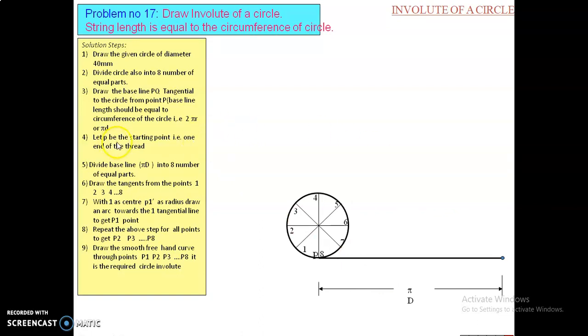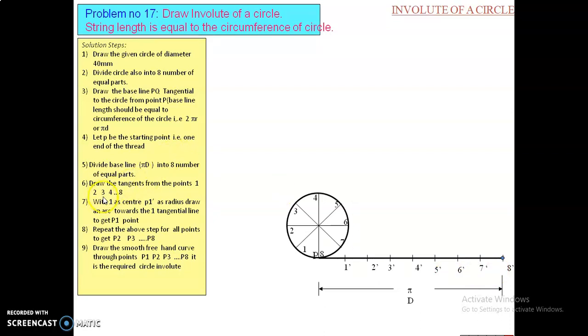Next, let P be the starting point, that is, one end of the thread. Consider this point P as the starting point. Next, divide the baseline PQ into 8 equal parts: 1, 2, 3, 4, 5, 6, 7, 8. Name them 1 dash, 2 dash, 3 dash and so on up to 8 dash.